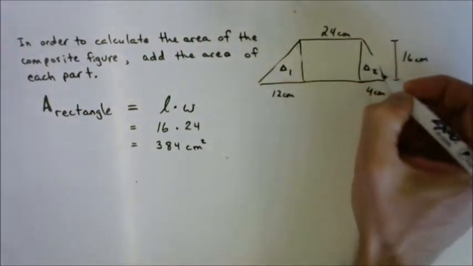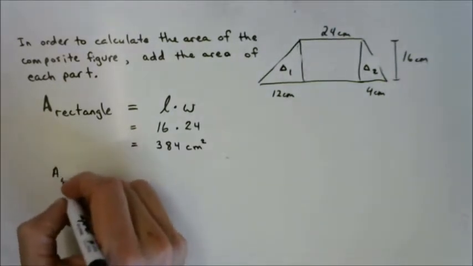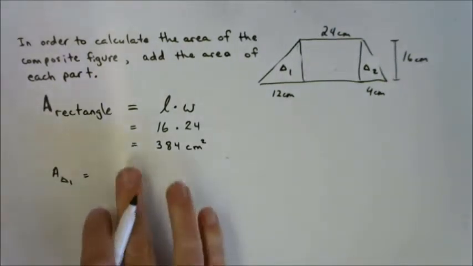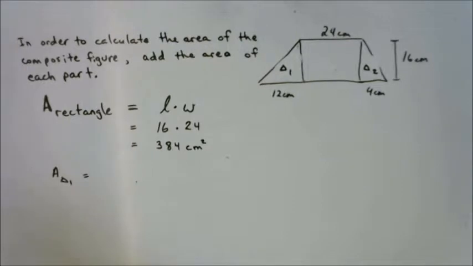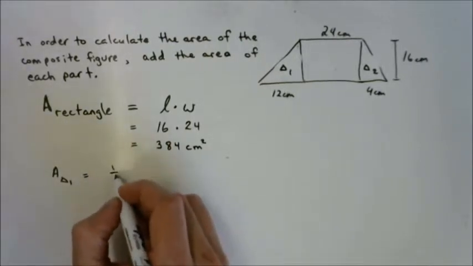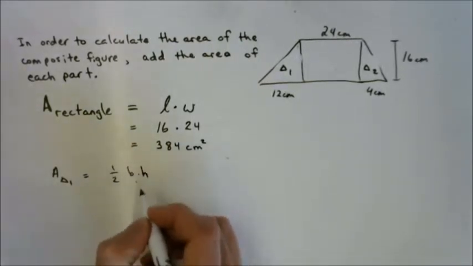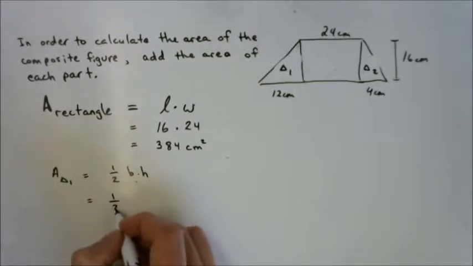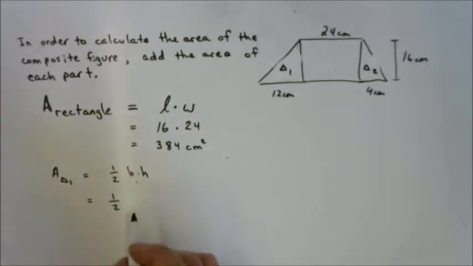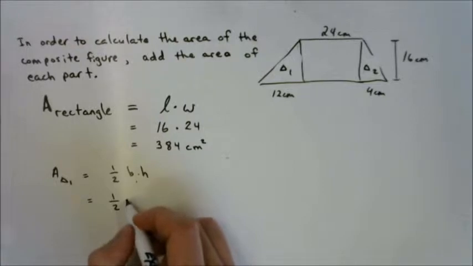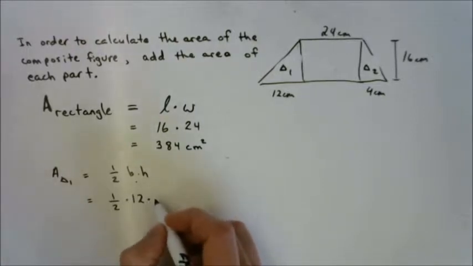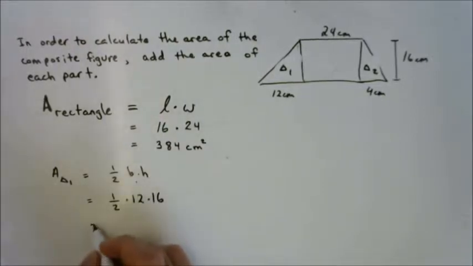And over here, triangle number 2. Okay. The area of triangle number 1. What's the general formula for the area of a triangle? 1/2 base times height. Do I have the base and height of triangle number 1? Yes, I sure do. What are they? The base is 12, the height is 16.